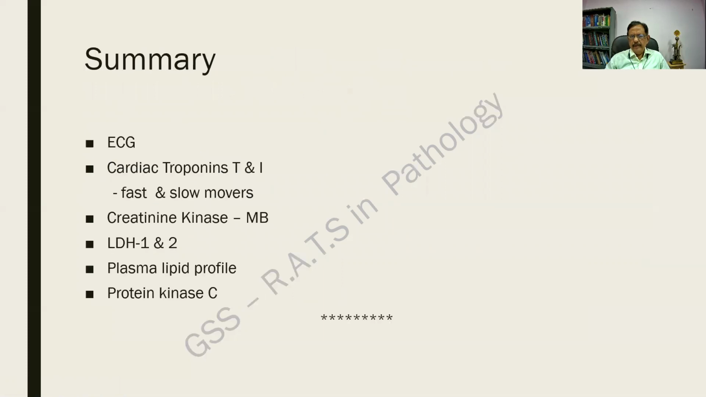C-reactive protein. So what is the summary? There is an ECG which can show abnormalities. Cardiac troponins, very significant. Creatinine kinase, MB isoenzyme, lactate dehydrogenase 1 and sometimes 2. Plasma lipid profile, very important, and C-reactive protein. So these are all the parameters that you will have to mention in the lab diagnosis.